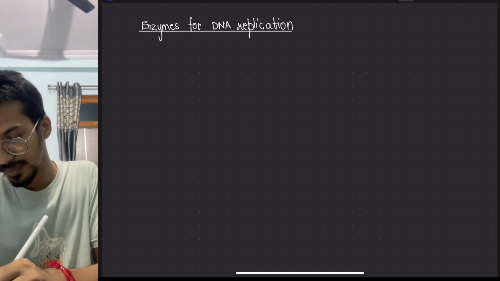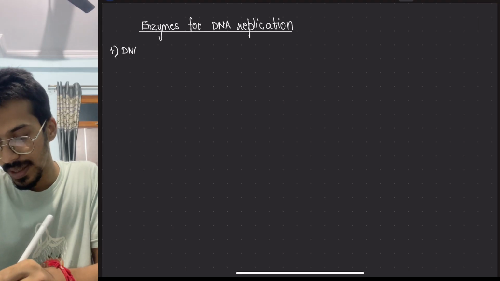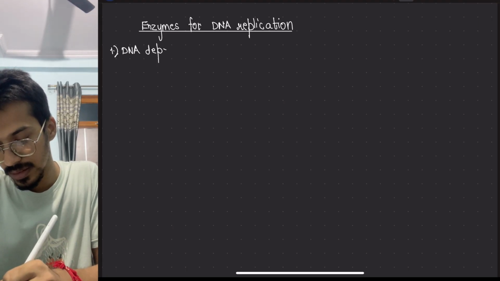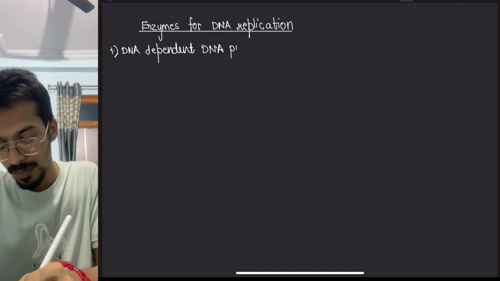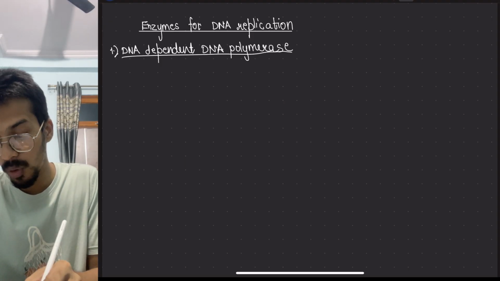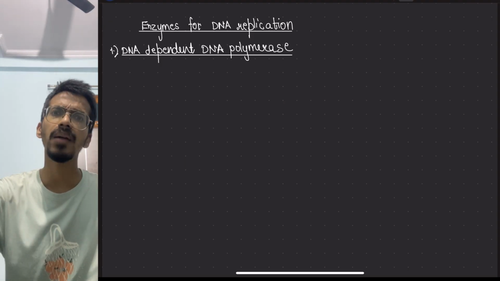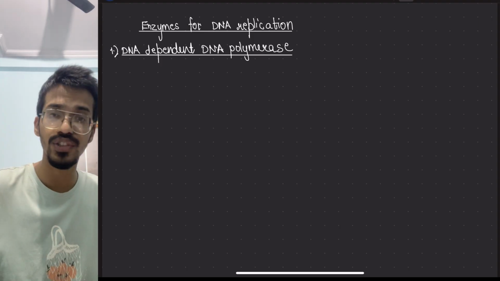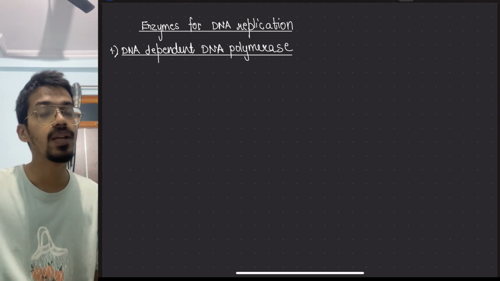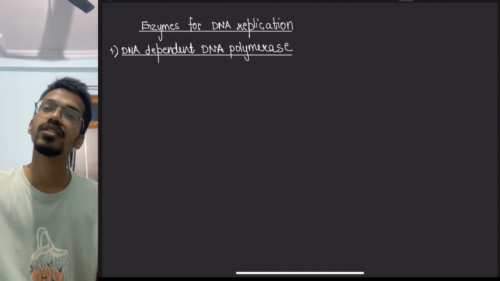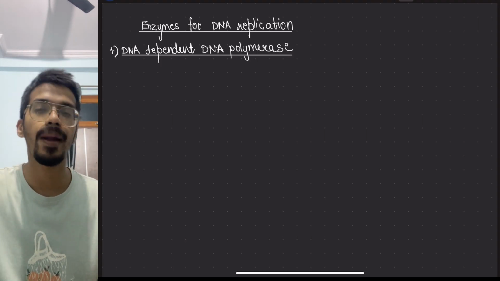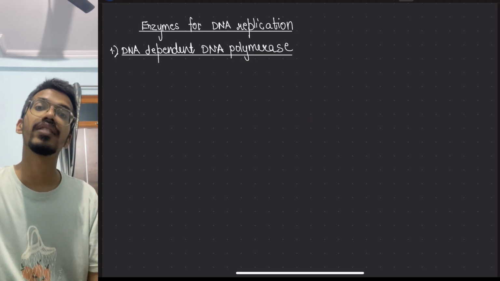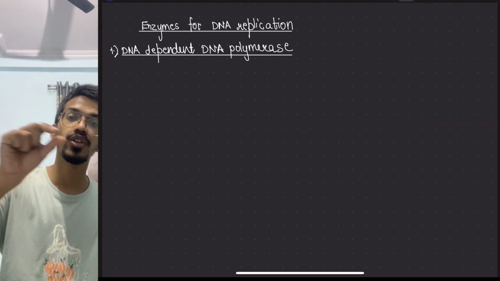Number one is DNA dependent DNA polymerase. Now, what does the DNA dependent DNA polymerase enzyme do? Basically, it's responsible for the polymerization activity, meaning how the polymerization will take place. It finds out the place where it will start from, meaning it will find the origin of replication site, from where the recognition of the site happens. This is the point from where you have to start.